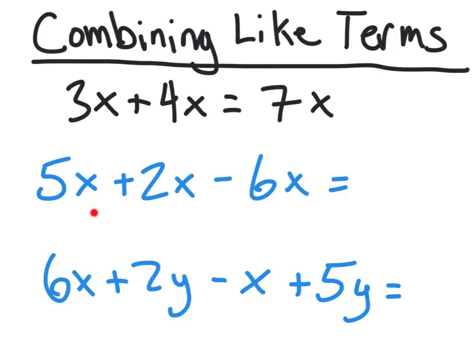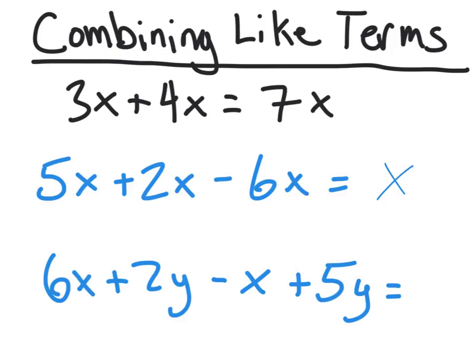Same idea down here, 5x, 2x, minus 6x, they're all like terms. So what we're going to do is add the 5 plus 2 and then subtract 6 from that. So 5 plus 2 is 7, 7 minus 6 is 1, so that just gives us 1x, which we can just write as x.